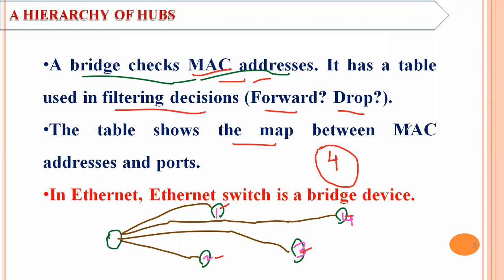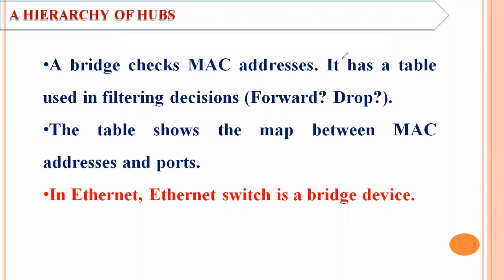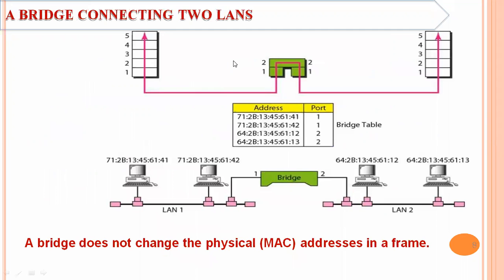So the table shows the map between MAC address and ports in Ethernet. An Ethernet switch is a bridge device. So let's see the video. So this is the bridge device, and it will see what data goes to which system, and similarly as per the MAC addresses, it will accept the data or reject the data. Similarly, it can be implemented over here. Clear?